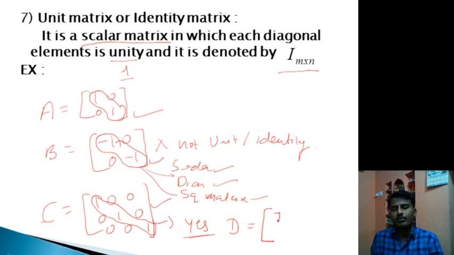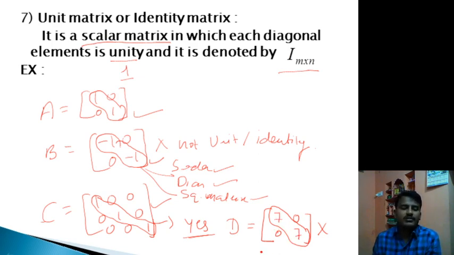Let me take one more example, 7 0 0 7. Is it an identity matrix? No, because it is a scalar matrix, all diagonal elements are the same, but it is not 1. That is the point. It is not an identity matrix.